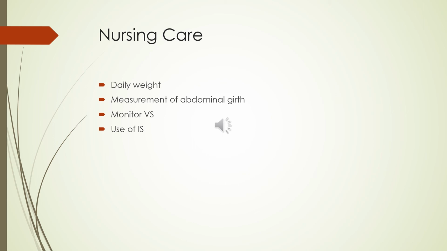And again, some of the nursing care that you're going to see continue over and over with liver problems would be a daily weight, also measurement of the abdominal girth. But remember, if you have a choice between those two answers, you're always going to pick daily weight because it's going to be much more accurate. Everybody may measure the abdominal girth in a different spot, and so that would become an issue. Monitor vital signs and also use an incentive spirometer to get the lungs expanded.